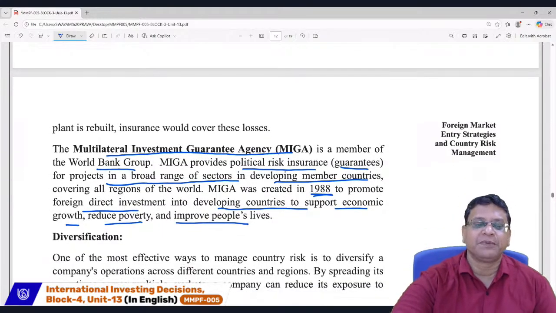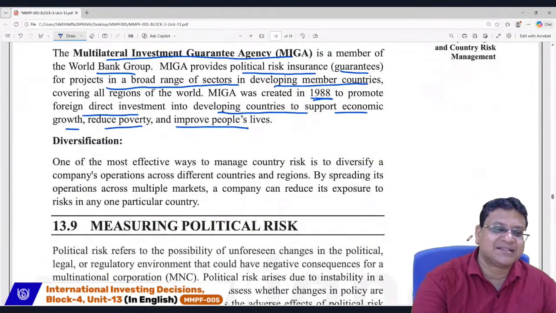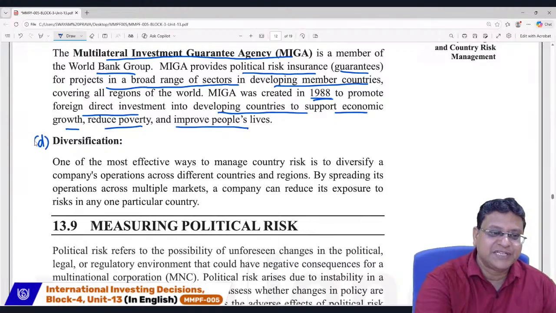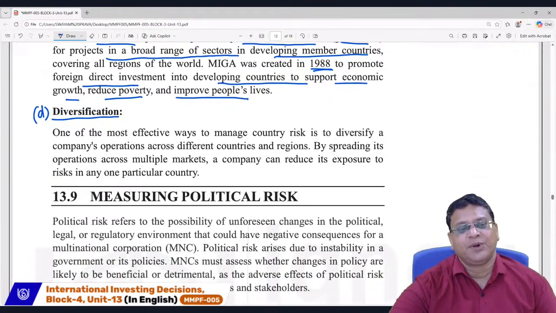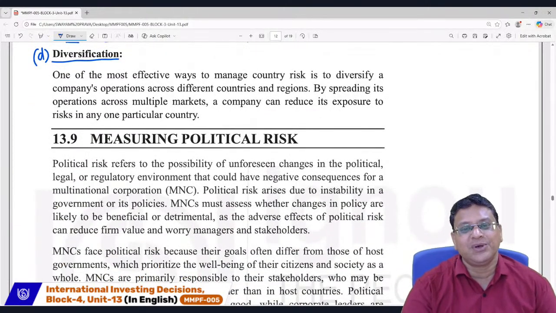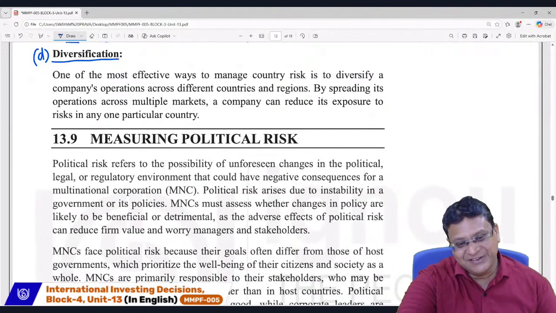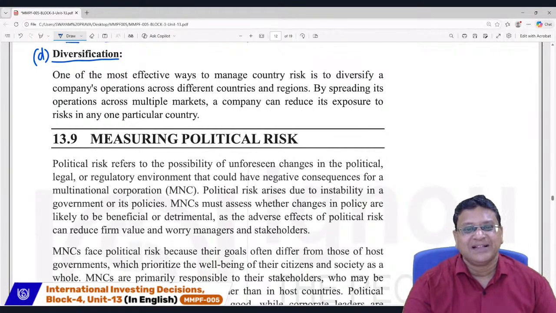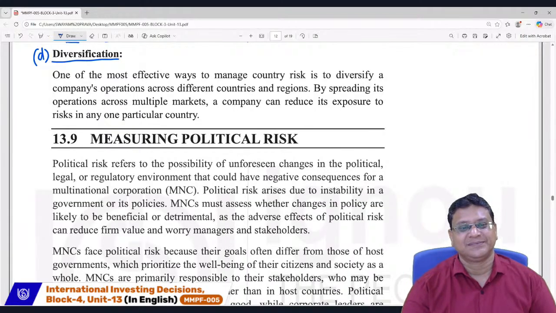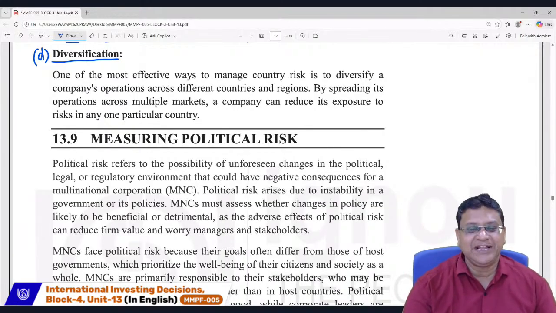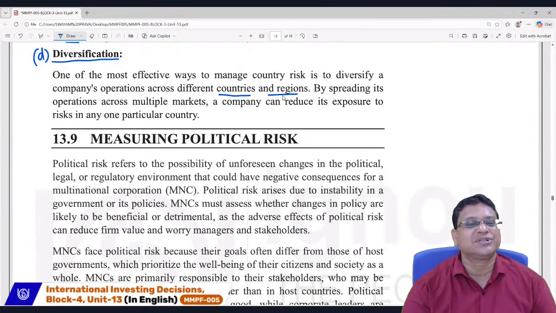And the next and last strategy adopted by MNCs to manage political risk is diversification. What is diversification? Do not put all your eggs in one basket. Do not put all your money in one country. Rather, invest in different countries so that there will be country risk diversification. You have to spread your operation not in one place but throughout the country, throughout different regions of the country. That is known as diversification strategy.